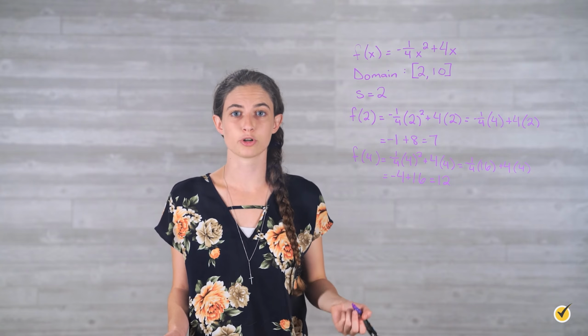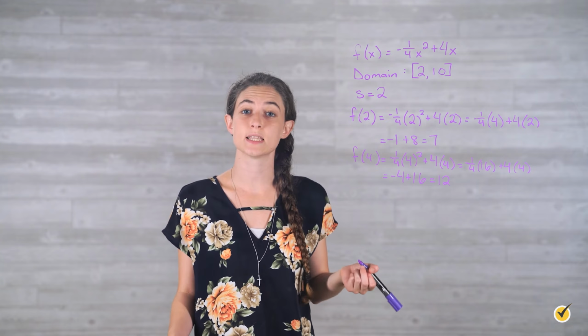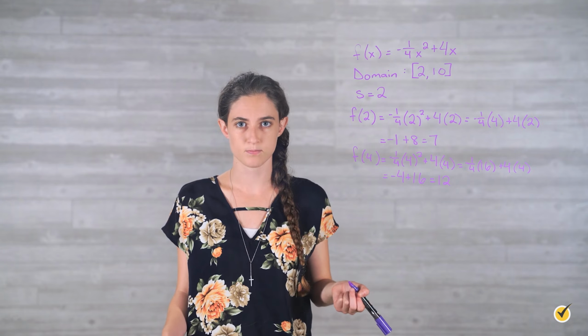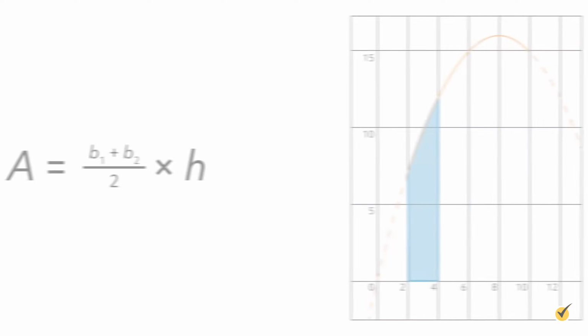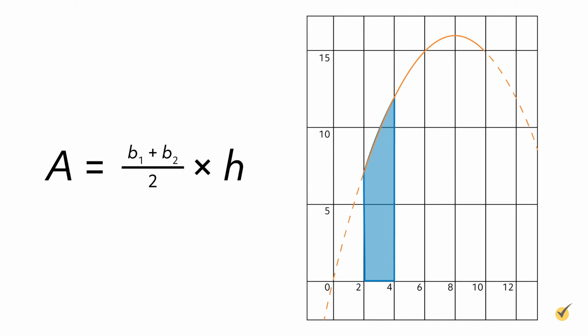The top diagonal portion of the trapezoid can be drawn by connecting these 2 points with a straight line. With this information, we now know what our first trapezoid will look like. Remember from geometry that the area of a trapezoid can be found using the formula area is equal to base 1 plus base 2 over 2 times the height, where in this case, base 1 is the length of the left side, base 2 is the length of the right side, and h is the width of the base. In these problems, h is equal to our step size s.